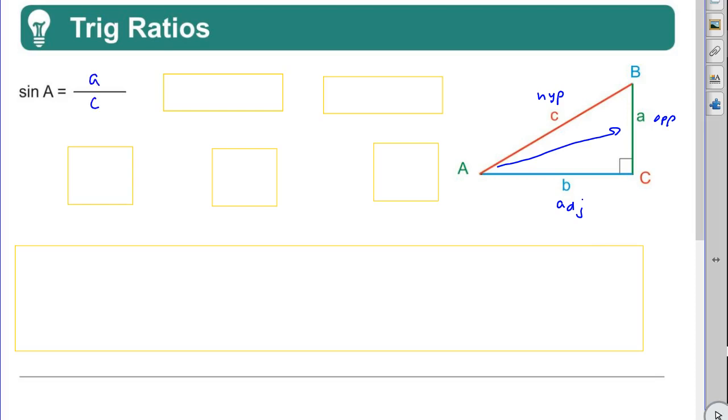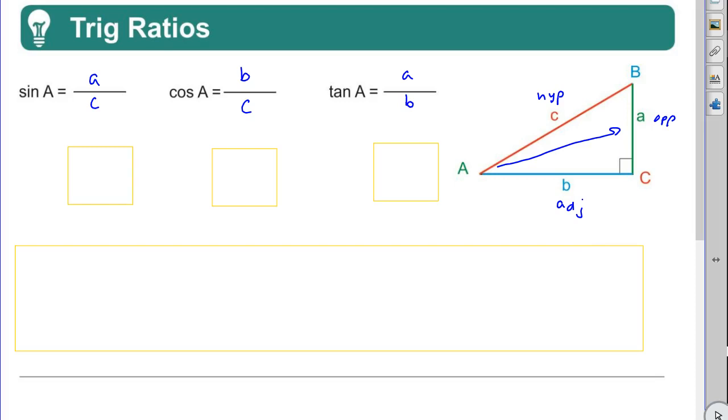Opposite over the hypotenuse. Then we should know what the cosine is, and we should think the cosine is the adjacent over the hypotenuse. So when you look at angle A, which side is the adjacent side? That would be side B, and again, the hypotenuse is C. So the cosine is the adjacent over the hypotenuse. And then the tangent is the opposite over the adjacent. From angle A, the opposite is A and the adjacent is B, so A over B is the tangent.